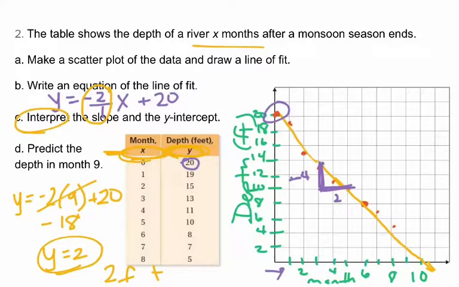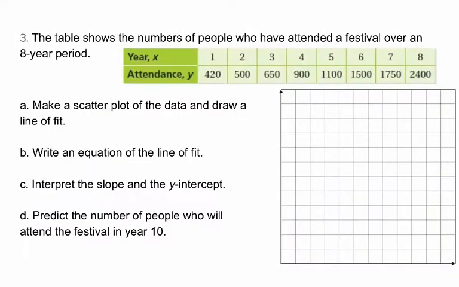And if we take a look at our graph over here, go over to 9, we can see that our equation or our line does cross there at 2 feet. So that's what we would predict for month 9. All right, you got it. Go again. Last example that I'm going to have you do.